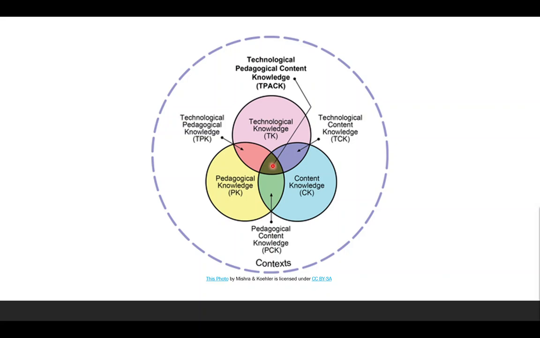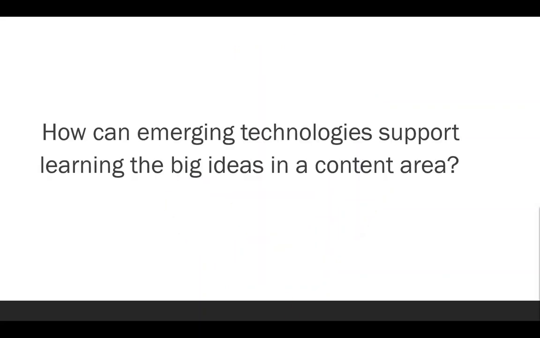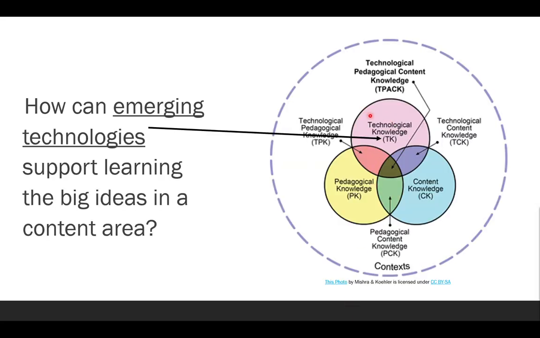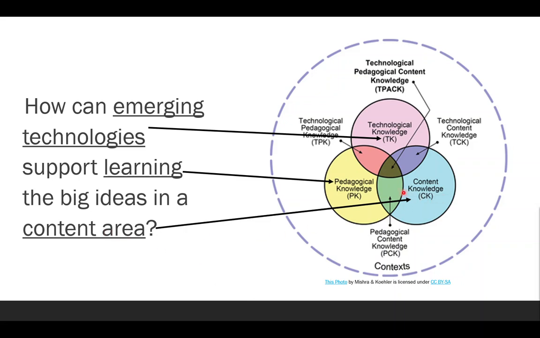Okay. So I want to step back. Our overall question today is, how can emerging technologies support learning the big ideas in a content area? And this fits in the TPACK diagram like this. Emerging technologies are technological knowledge. We're going to talk about some different emerging technologies and how they might be used in education, which is kind of the technological pedagogical knowledge. We're also going to talk about learning, which is just pedagogical knowledge, and how that works in a content area. So that'll be the content knowledge as well as the pedagogical content knowledge.